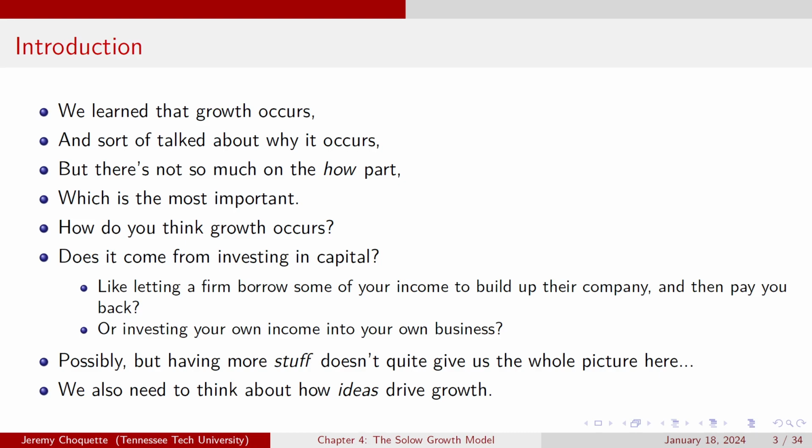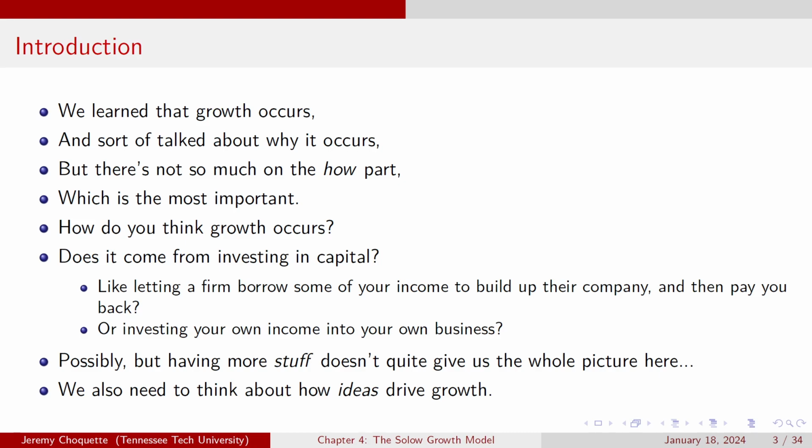But how do you think growth occurs? Do you think maybe it comes from investing in capital? Maybe letting a firm borrow some of your income to build up their company. And when their company builds up, they pay you that money back. And then that company gets more business. Because they get more business, they earn more money. Their workers get higher wages, and then they can go and buy more stuff, and there's increased demand, and the economy grows that way. Yeah, maybe, but maybe not.